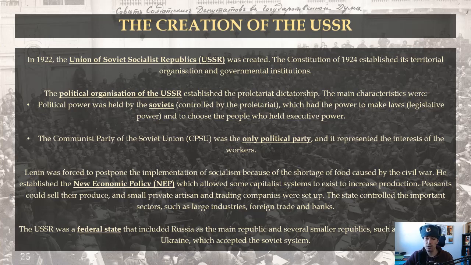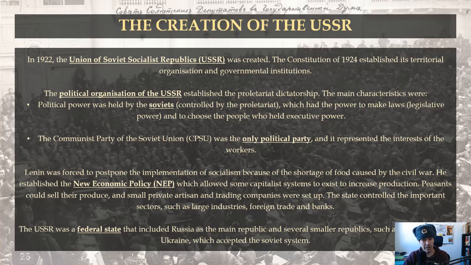But Lenin was forced to postpone the implementation of socialism. Despite having proclaimed the decree on land and many other decrees, he had to go back because of the shortage of food and many other goods caused by the civil war. So he had to reestablish capitalism again in some areas, in some industries, the little industries. And this was called the New Economic Policy, the NEP, which allowed some capitalist systems to exist to increase production.